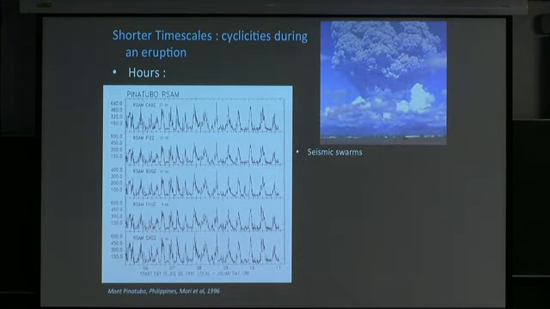Finally, and this is what I'm going to talk more about in the next slide, at Montserrat and also at different silicic volcanoes around the world, we observe cyclicities of several hours. This cyclicity is observed in the seismic record. For instance, at Mont Pinatubo in 1996, you can see that the number of seismic events increases and decreases with a period that is quite stable, about 10 hours between two maxima. And this was particularly stable at Mont Pinatubo at that time.